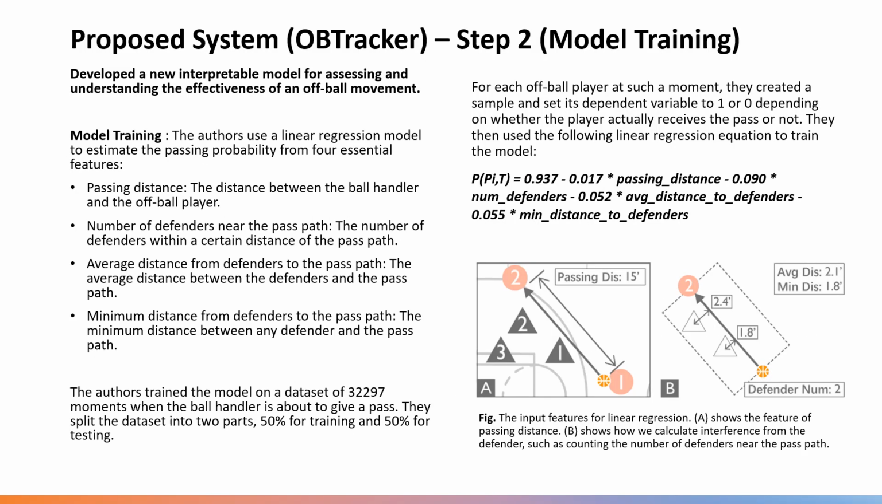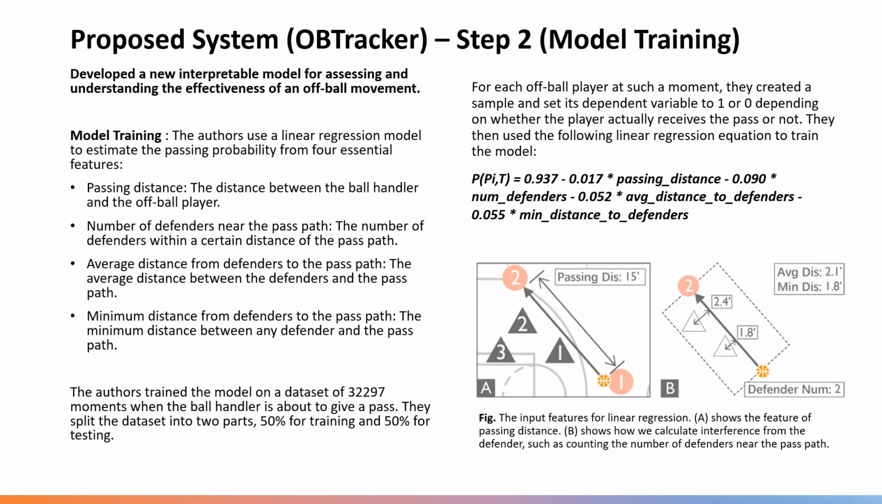Now, as a next step, the authors develop a new interpretable model for assessing the effectiveness of an off-ball movement. Now, what does assessing the effectiveness of an off-ball movement mean? So suppose an off-ball movement is done by a player who doesn't have a ball, then does that movement result in that player getting a pass or getting the ball?